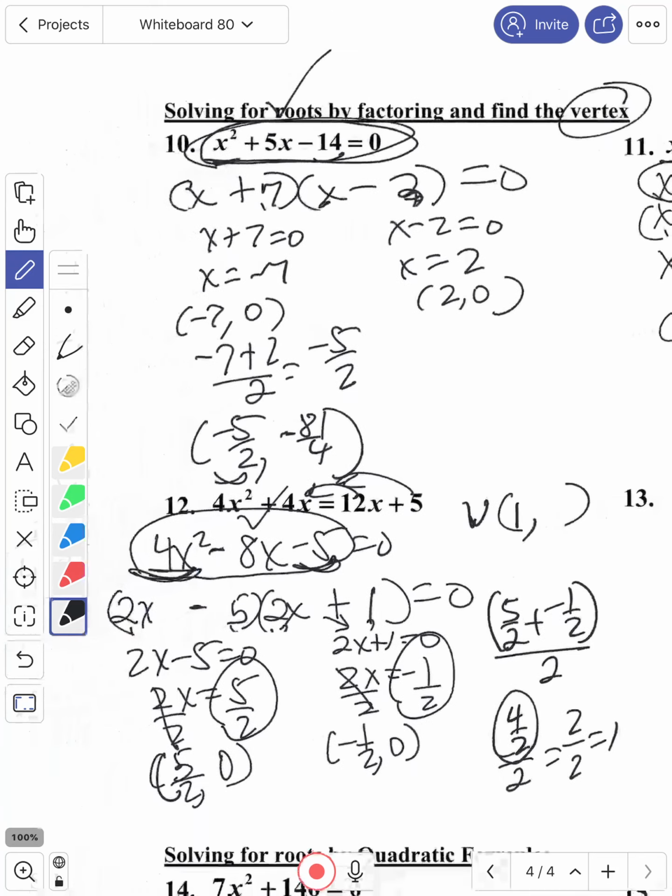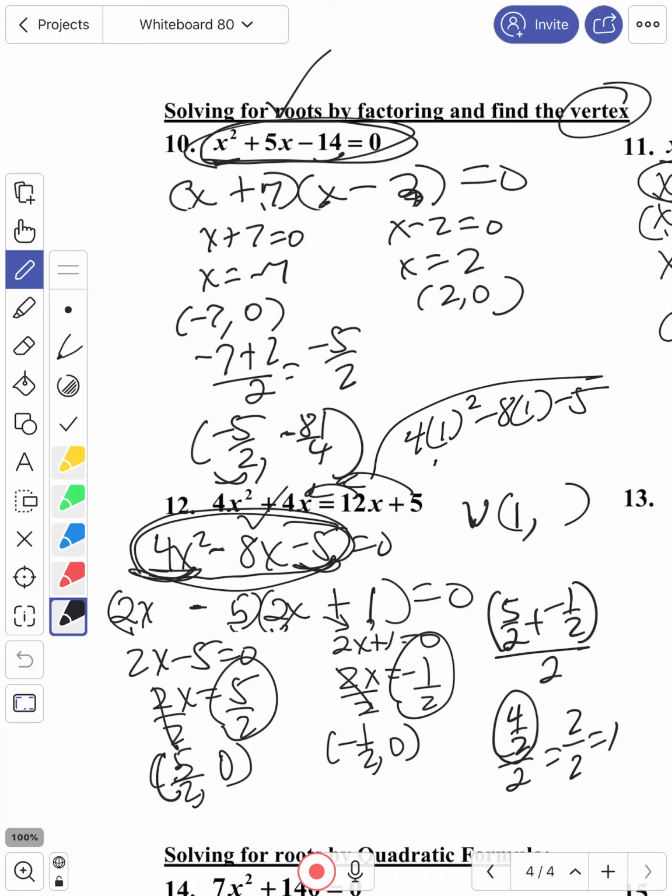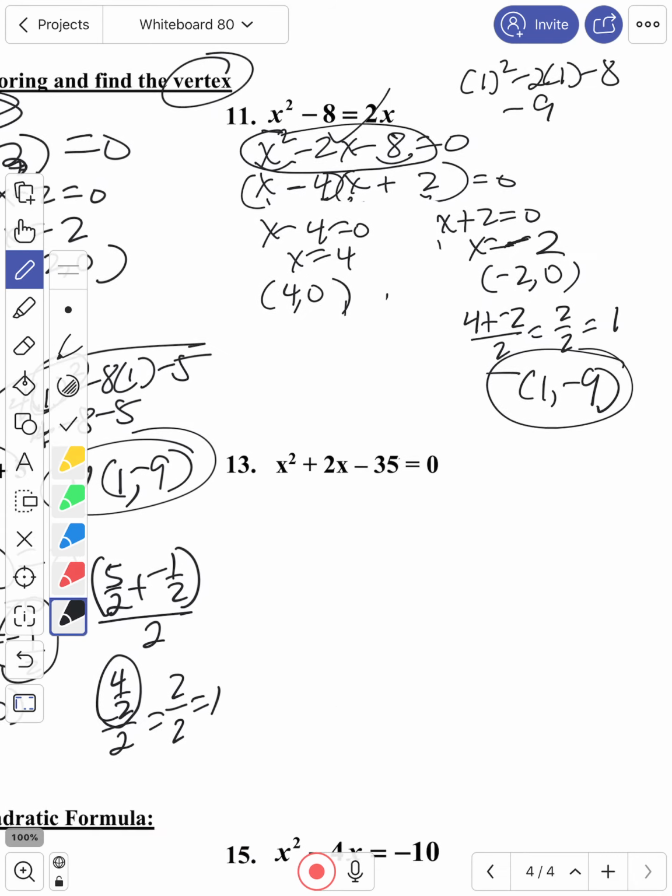I go back and I fill it into the original. So I'll write it up here, 4x squared minus 8x minus 5, and I fill in 1. So 1 squared is 1, so it gives me 4 minus 8 minus 5, which I believe gives me negative 9 again, just by happenstance.